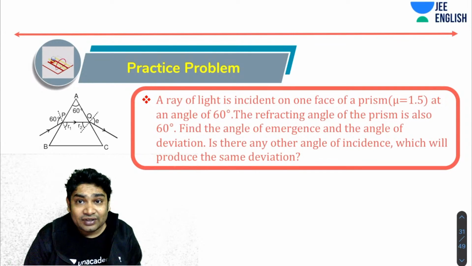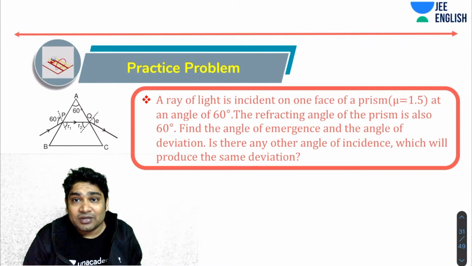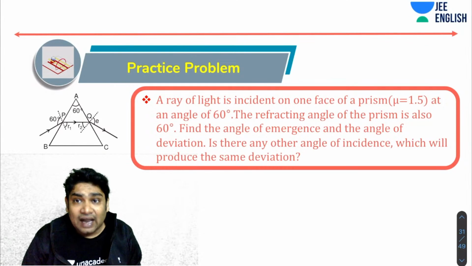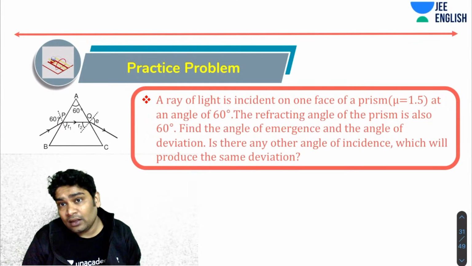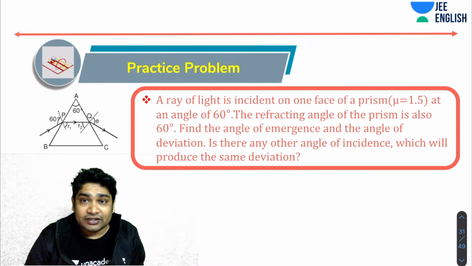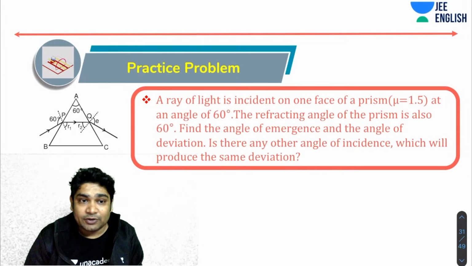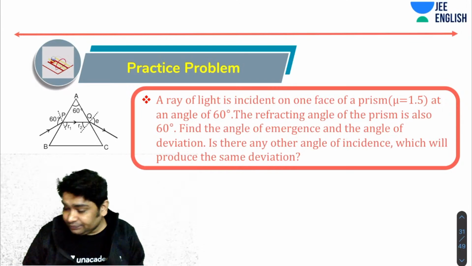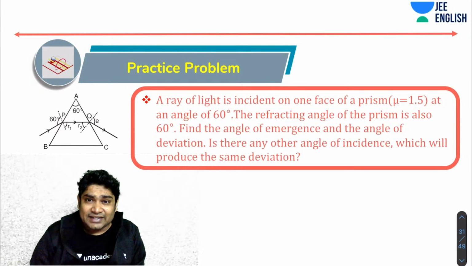If at an angle of 60 degree, if the refracting angle of the prism is also 60, so angle of prism is also 60, angle of incidence is also 60. Find the angle of emergence and the angle of deviation. Is there any other angle of incidence for which the same amount of deviation is produced? So try this. This should be easy.